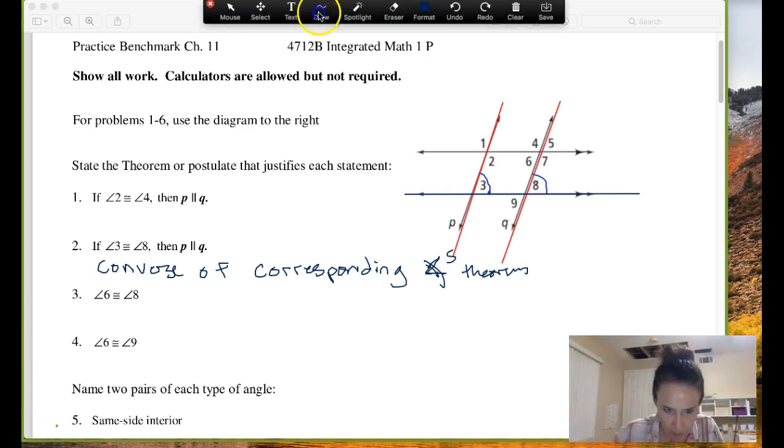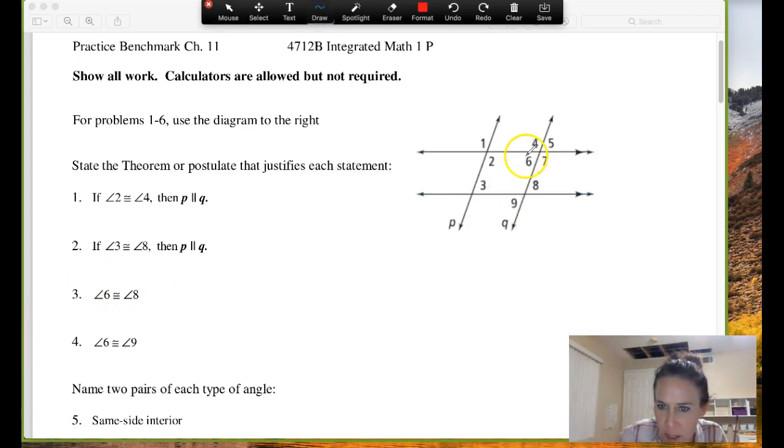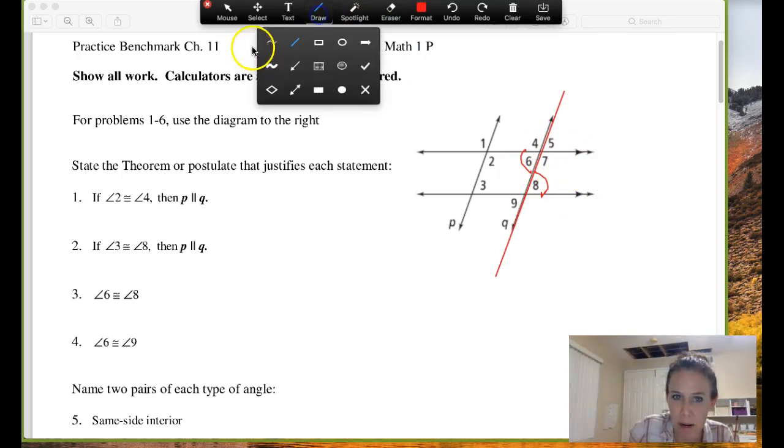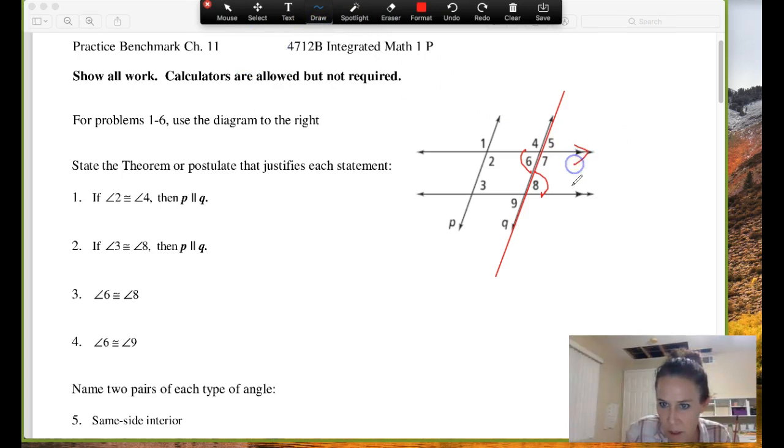Okay, let's look at number 3, angle 6 and angle 8. Here would be the transversal that would be of importance for those two angles. And these lines are already marked parallel. So instead of the converse, we have the straightforward theorem.